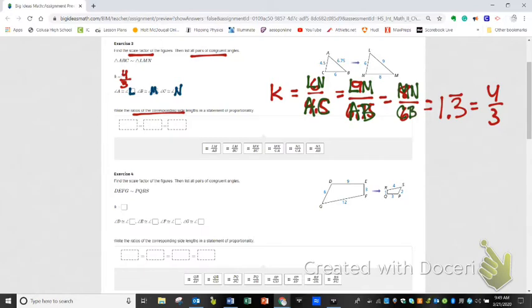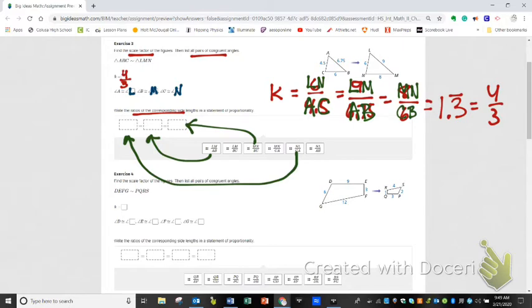So now if we go and look at the answer choices, LN and AC is right here. So that would be one of the answers. And LM and AB is right here. That would be another one of the answers. And the final answer, MN and CB, is right here. So that would be our third answer. So those are the correct answers to problem number 3.